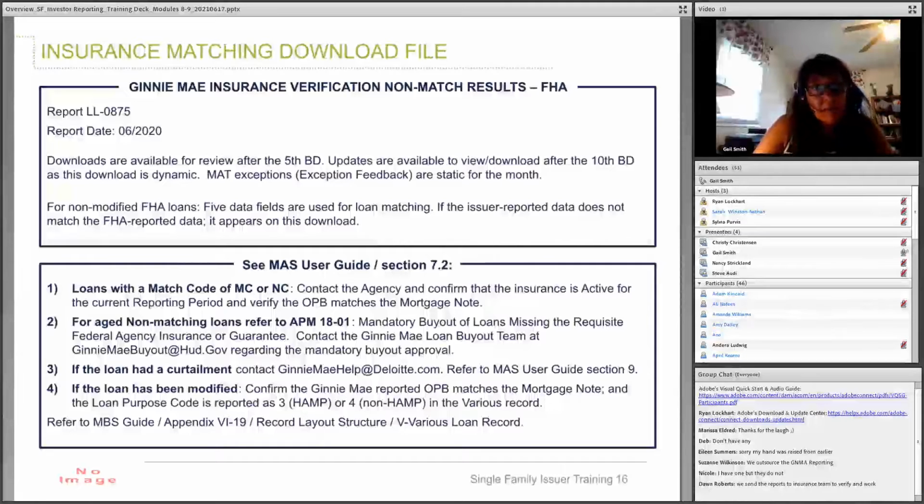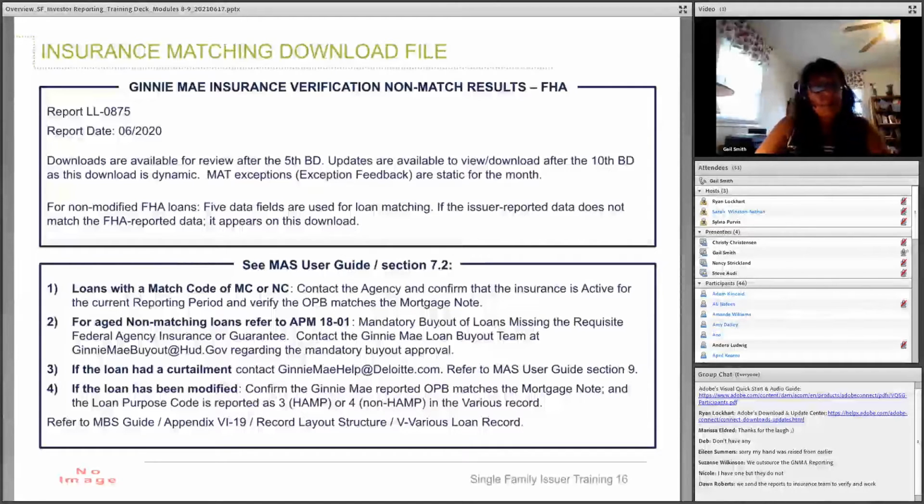You may reference the Matching and Suspense User Guide, section 7.2, loans with a match code of MC or NC. First, contact the agency and confirm that the insurance is still active for the current reporting period, and then verify that OPB matches the note. A lot of times issuers will contact us and say, oh, my loan's insured, here's the MIC. Well, or an LNG or an LGC. So what that means is those loans were insured at one point in time. What we're trying to confirm is that the loan is still actively insured.